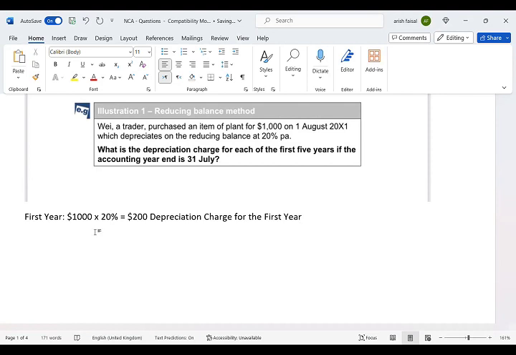So in the balance sheet, you can see that the cost of the asset was 1,000 when we initially purchased it, but then we have charged 200 depreciation. So now the value of the plant in the balance sheet of this trader will be 800. And this is what we call your carrying value, or we even call it your net book value.